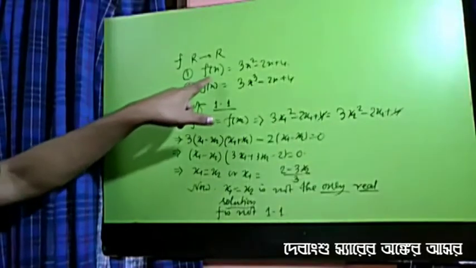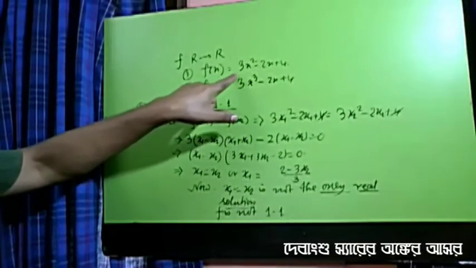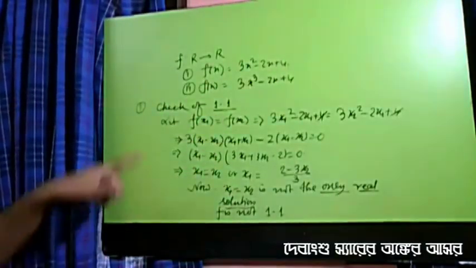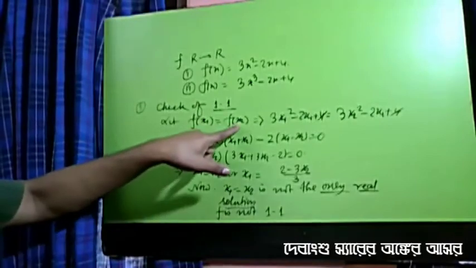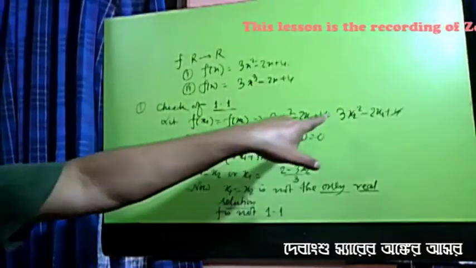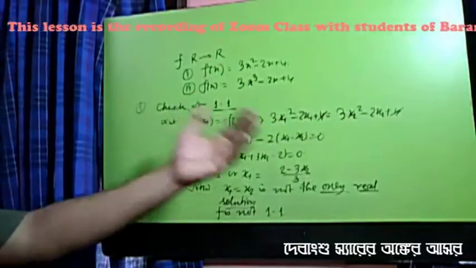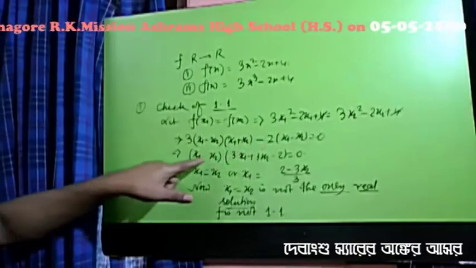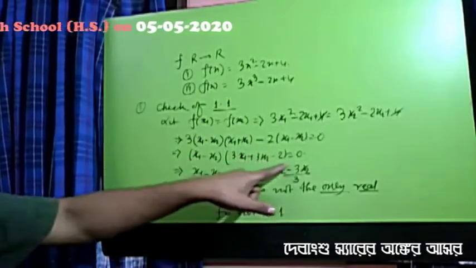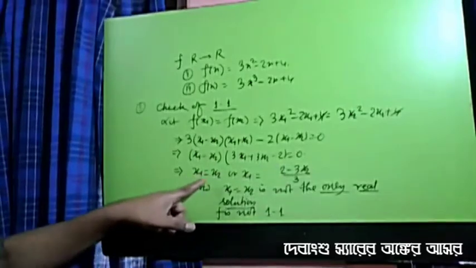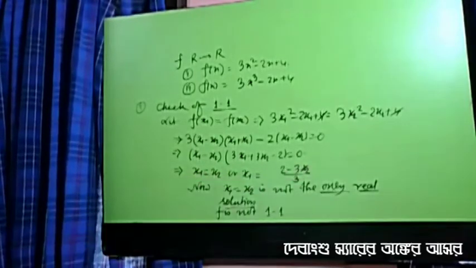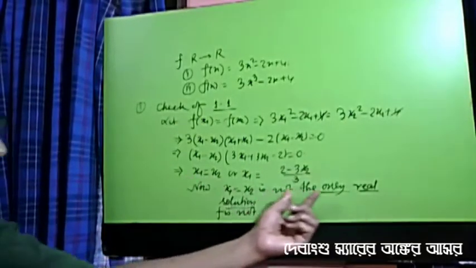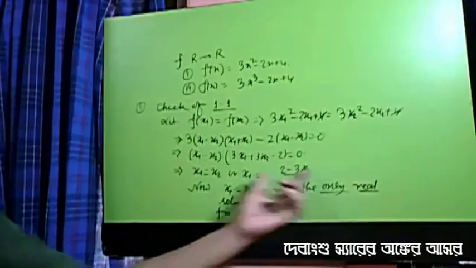Now I am going to check the injective property of this, that is whether it is one-one or not. Let us assume that f x1 is equal to f x2. That implies this is equal to this, and we take all on the left hand side. So that gives me this factorization, and from this we have this solution: x1 is equal to x2 or 2 minus 3x2 by 3. So x1 is equal to x2 is not the only real solution. There is another real solution.